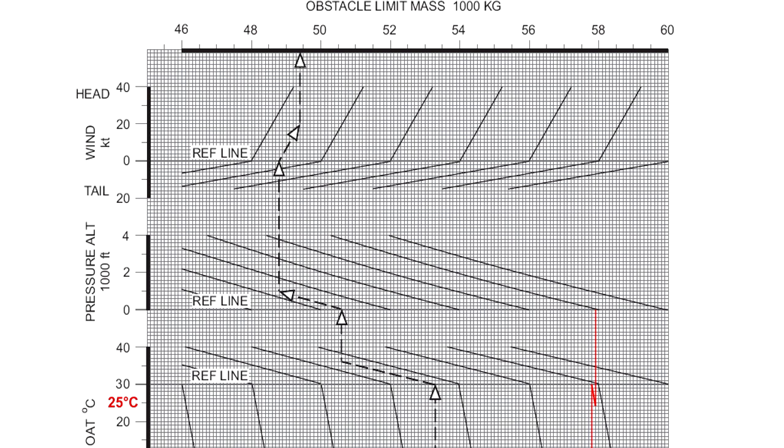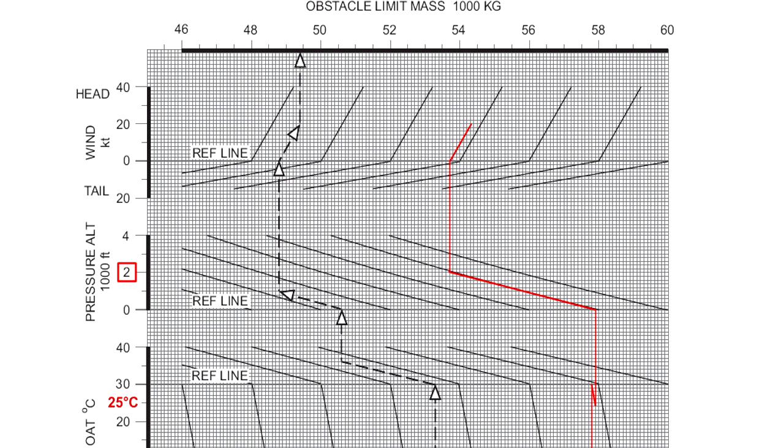Therefore, from the reference line, move down using the guidelines until 25 degrees. Then move vertically upwards until the next reference line, which is for the airport pressure altitude. In our example, this is 2,000 feet. From the reference line, travel up and left, using the guideline until you reach 2,000 feet. Then move vertically upwards until the next reference line, which is for wind.